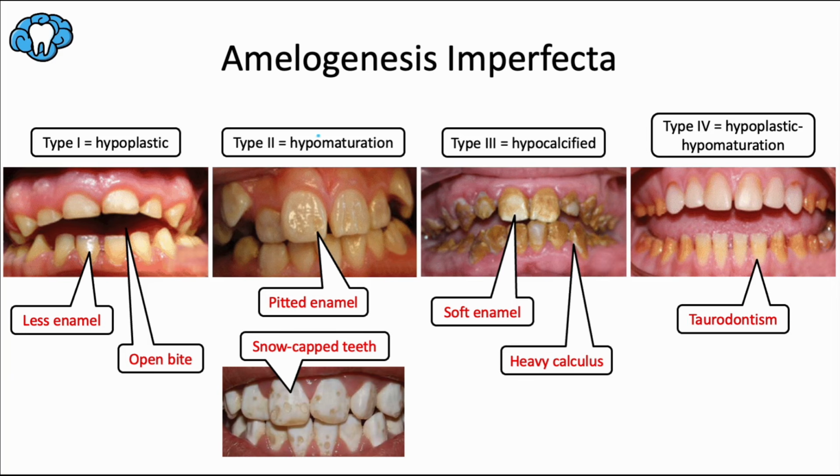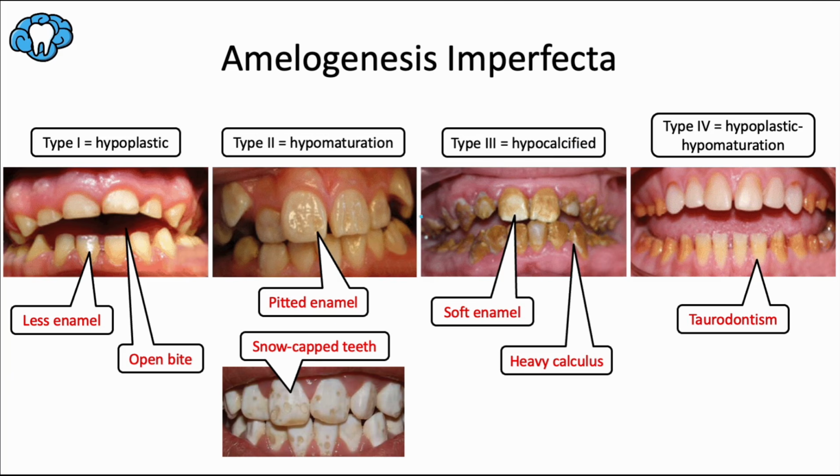Type 2 is the hypomaturation type, where the enamel lacks maturation of its crystalline structure. So it's usually discolored, but also with a pitted texture with all these pits in it. It can also be more brittle and prone to fracture. A rare version of this can lead to what are called snow-capped teeth, where the teeth are really chalky white and opaque. Type 3 is the hypocalcified type.